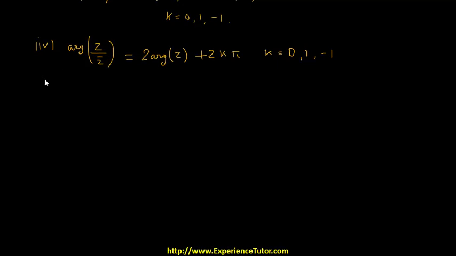Argument property number 5. Argument of z to the power n is equal to n argument of z plus 2k pi.